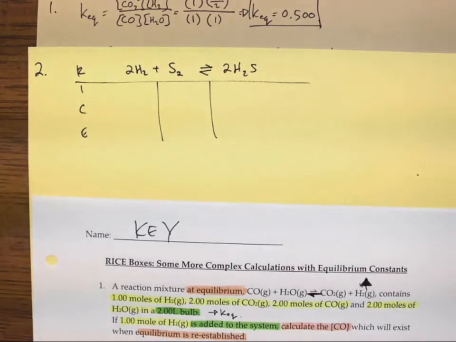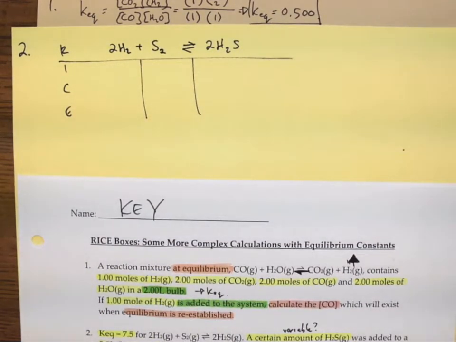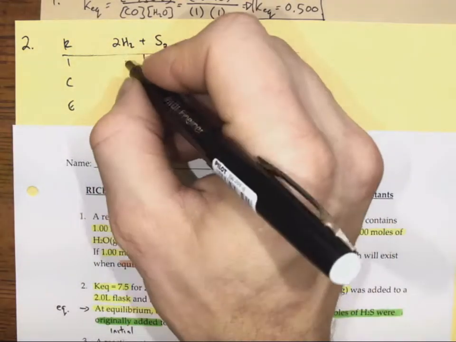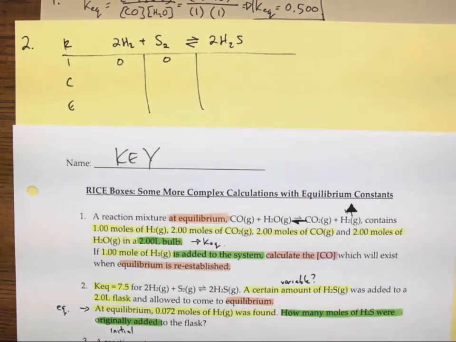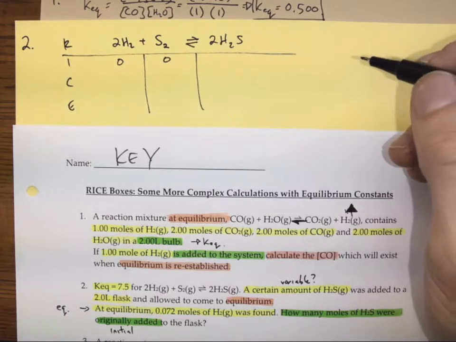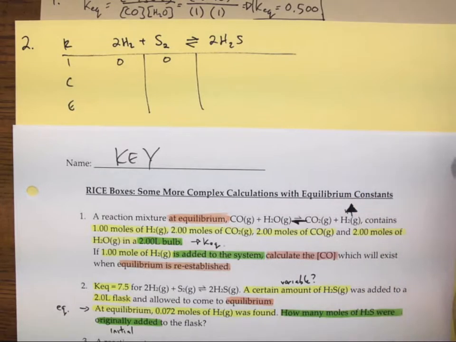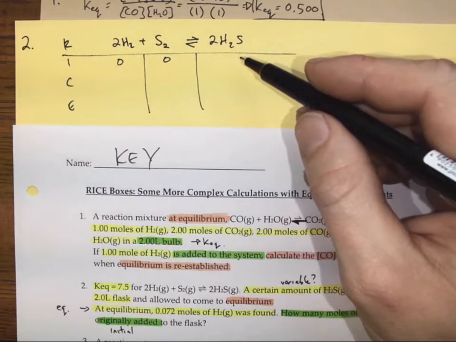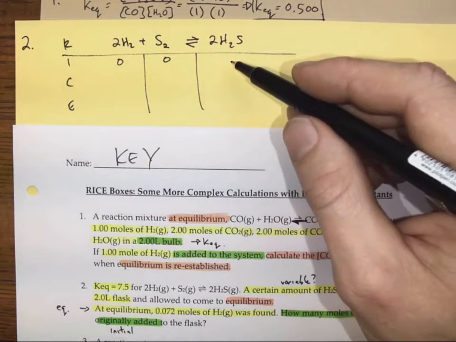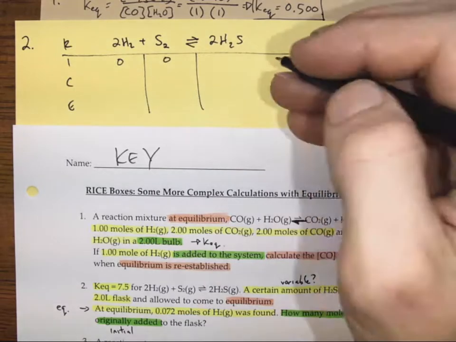All right. So what are our initial situations here? Well, it looks like all we were adding to this initial flask, that was 2 liters, was some amount of hydrogen sulfide. So that means I know that I have no hydrogen or sulfur in my original flask. I have some amount here. And I have a choice at this point. I could put my variable here, x. Maybe I'll do that. I'll just put x here.